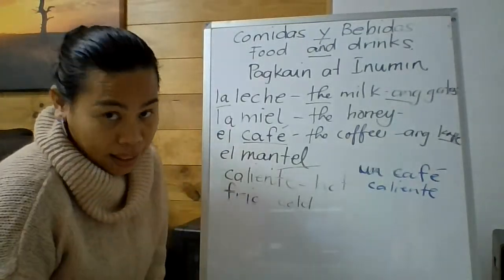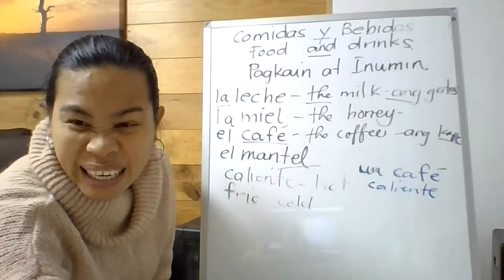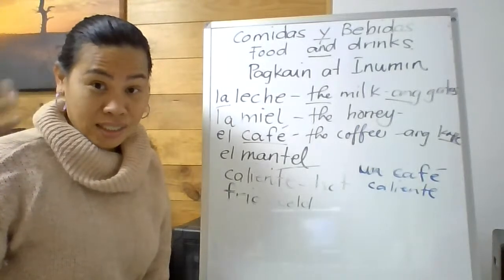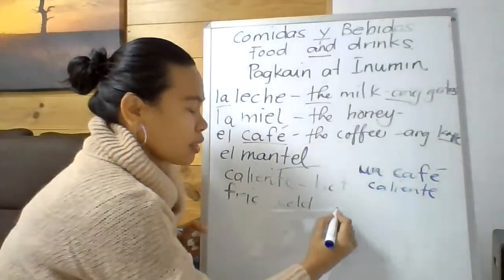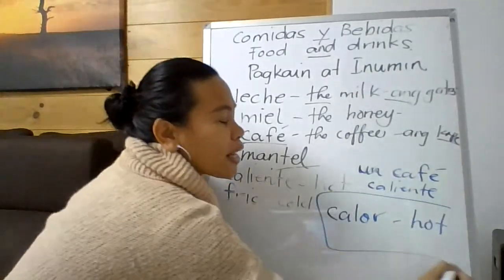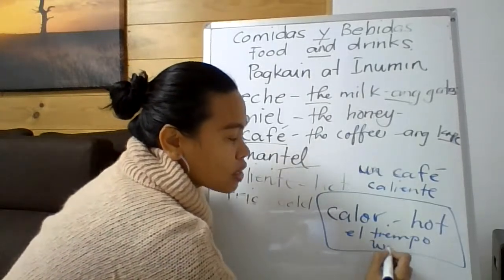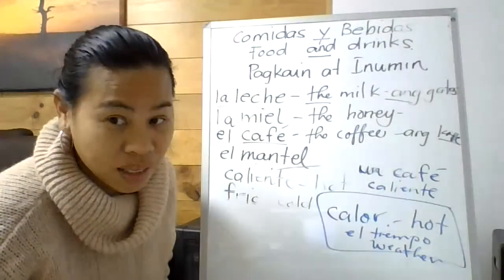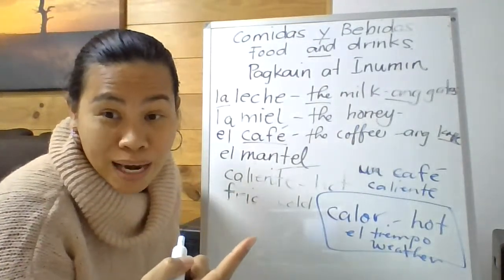Un café caliente. Si quieres a cold coffee, then café frío. Caliente contra calor. Okay. Tengo calor means hot. The weather is hot. Calor. ¿Vale? Calor. Hot. Este es para el tiempo. El tiempo means weather. Caliente es para la comida. ¿Vale? Caliente es para la comida. It's for food. ¿Vale?